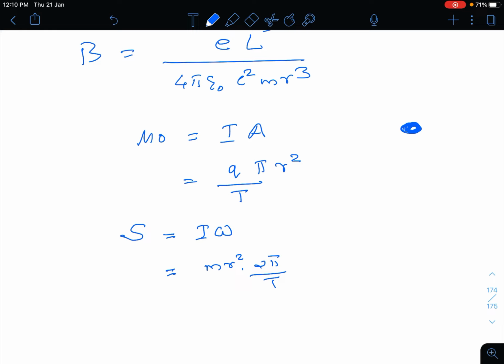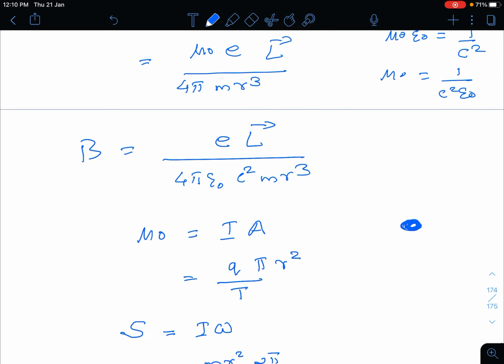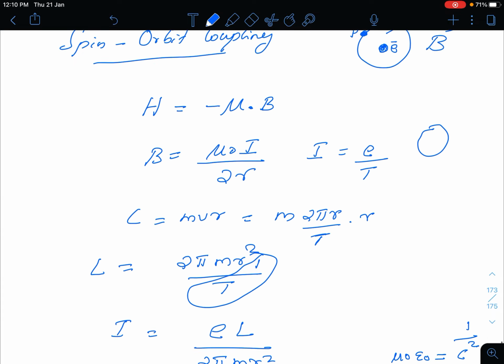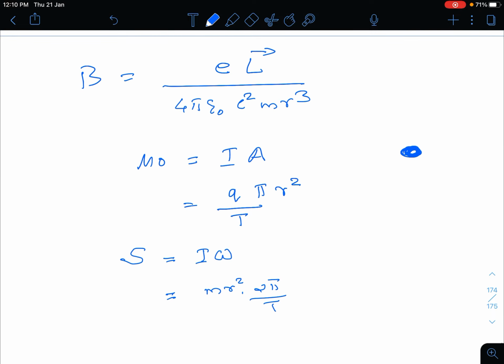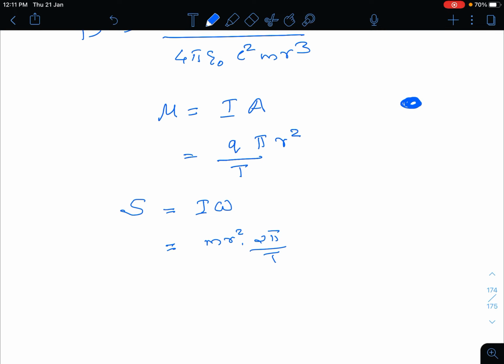Now what is mu? Let's find mu. Oh no, we haven't found it yet. Why should I write mu 0? It's not mu 0, it should be mu. Mu 0 is something different. So mu is this.